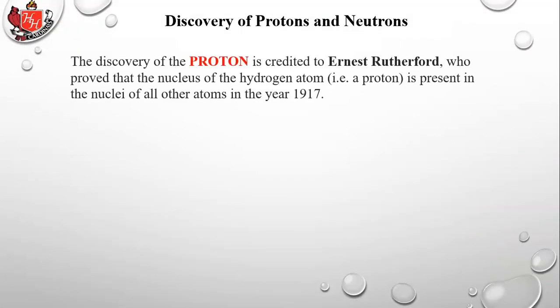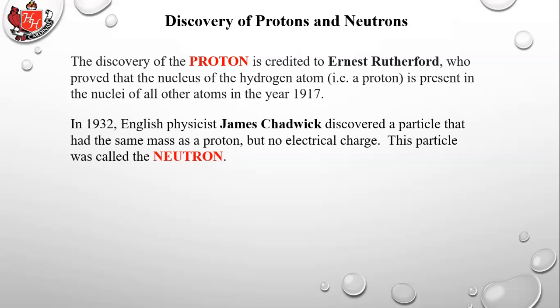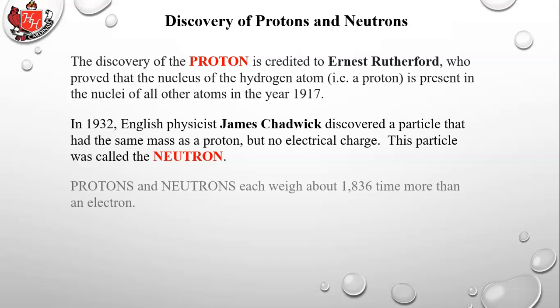The discovery of the proton is credited to Ernest Rutherford, who proved that the nucleus of a hydrogen atom, i.e. a proton, is present in the nuclei of all other atoms, and he did this in the year 1917. In 1932, English physicist James Chadwick discovered a particle that had the same mass as a proton, but no electrical charge. This particle was called a neutron. Protons and neutrons each weigh about 1,836 times more than an electron.